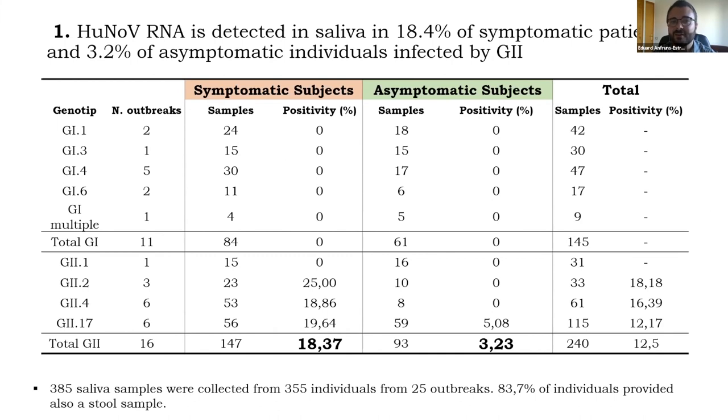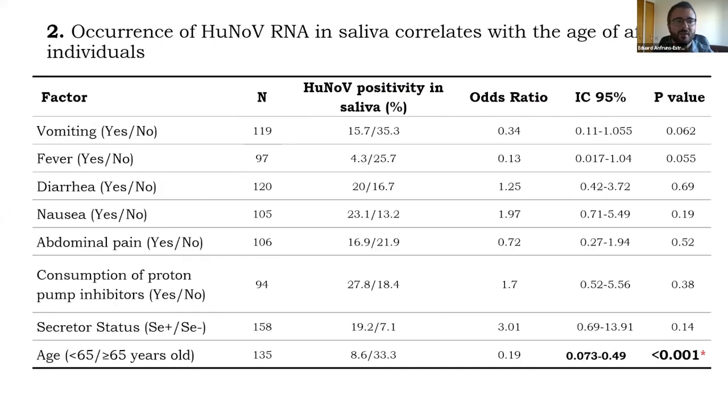The first result was that after analyzing 385 saliva samples in the group of symptomatic subjects, 18.37% were positive for norovirus in saliva. In contrast, asymptomatic subjects only represented 3.23%. In addition, as shown in the table, all positive saliva samples belong to norovirus genogroup 2. The second result refers to the correlation between saliva positivity and symptomatology. As can be seen, affected individuals older than 65 years old were indirectly associated with the presence of human noroviruses in saliva. But the rest of the symptoms, such as secretor status, vomiting, or nausea, do not specifically correlate.